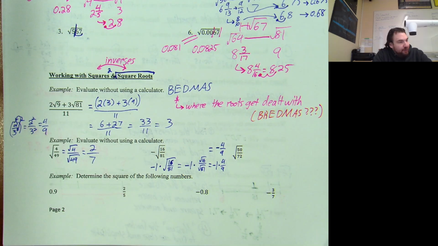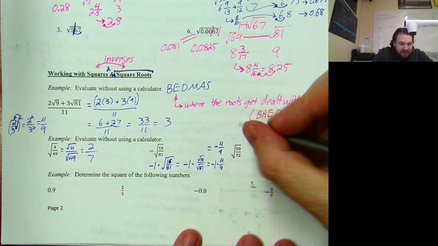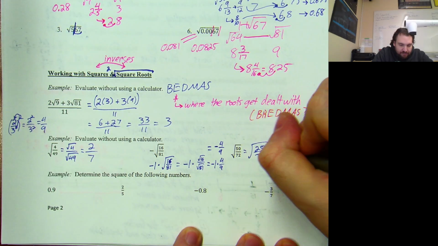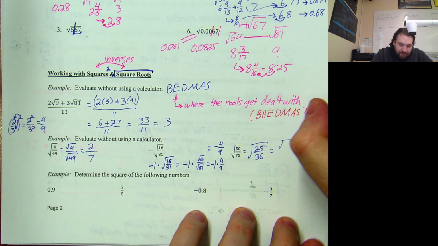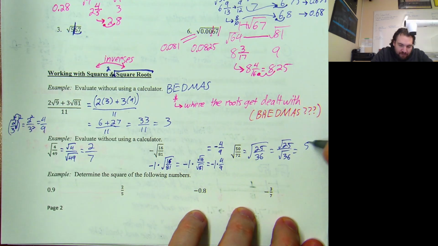If I divide both of them by 2, it's going to give me 25/36. Interesting. Are either of those perfect squares? Yeah, they both are. Fantastic. So I can actually take the root of 50/72. It's the same thing as 25/36, which means I'm going to take the root of 25 over the root of 36, which is going to give me 5/6, and we're good to go.